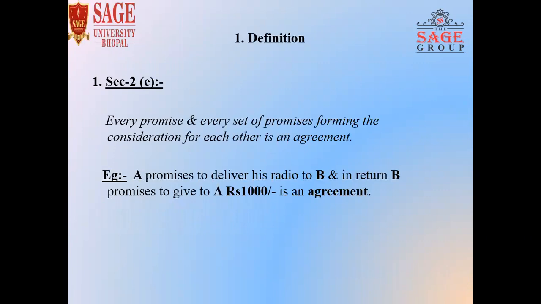Definition. Section 2(e). According to this section, every promise and every set of promises forming the consideration for each other is an agreement. For example, A promises to deliver his radio to B, and in return, B promises to give to A rupees 1000. That is an agreement.